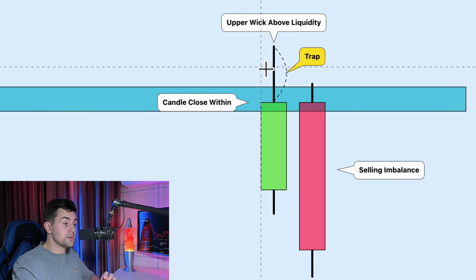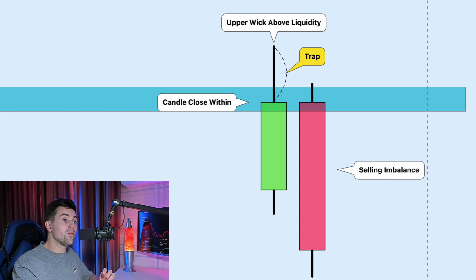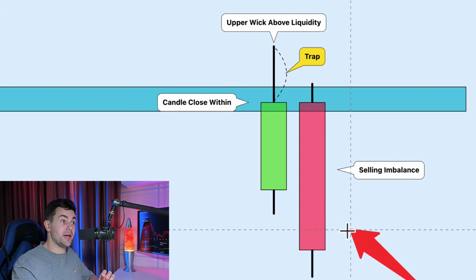And the second condition is a formation of a selling imbalance candle. To confirm a selling imbalance, I suggest looking for a bearish engulfing candle, the one that engulfs the entire range of a previous bullish candle with its body.